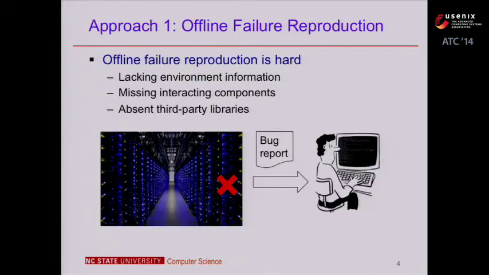Existing approaches proposed a couple of solutions. The first one is offline failure reproduction, in which the failure report is sent back to the developer, so they can reproduce the failure offline and try to understand what went wrong during the production run. However, this is really very hard because sometimes we don't have enough information. We don't have the other components that interact with the faulty component, or sometimes we don't have the third-party software installed at the developer side.